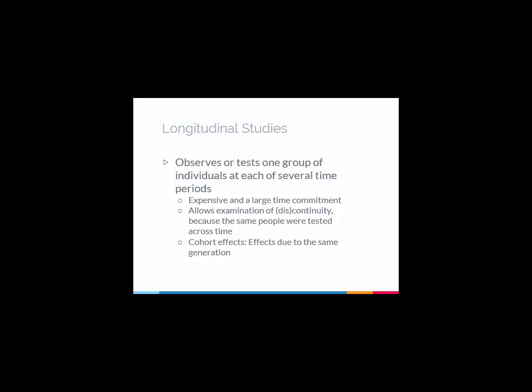So, one problem with longitudinal studies is that they're expensive and it's a big time commitment. Over time, participants might drop out of the study. Maybe they'll move away. If you're studying older adults, one particular problem that we have is that older adults might die. So this is one of the potential limitations of a longitudinal study.